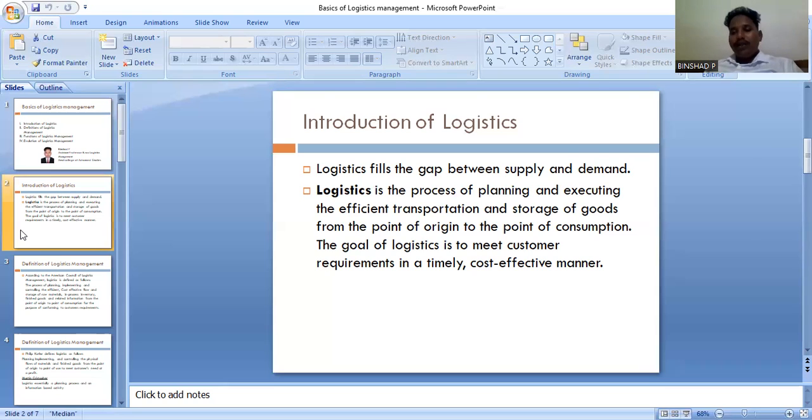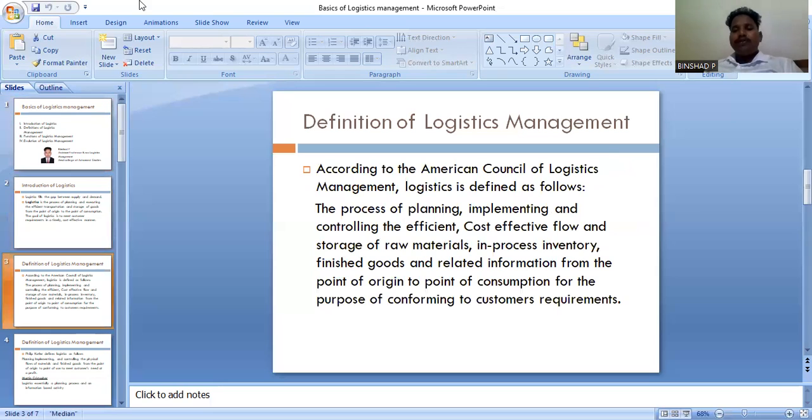Next, I'm going to tell you the various definitions of logistics management. According to the American Council of Logistics Management, logistics is defined as follows: the process of planning, implementing, and controlling the efficient, cost-effective flow and storage of raw material, in-process inventory, finished goods, and related information from the point of origin to the point of consumption for the purpose of conforming to customers' requirements. This is a very popular definition.